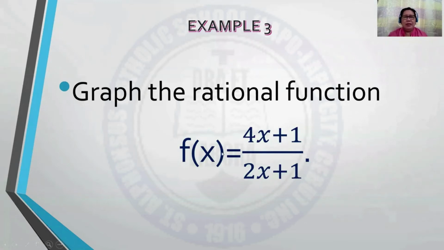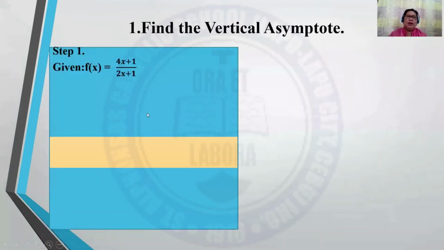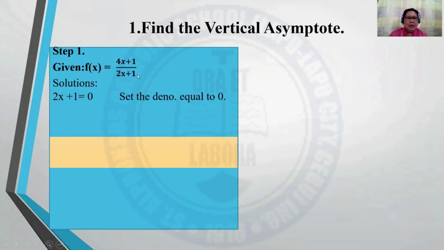Graph the rational function f of x is equal to 4x plus 1 over 2x plus 1. So this is the graph of f of x is equal to 4x plus 1 over 2x plus 1. So first, find the vertical asymptote. Using the given, focus on the denominator and equate it to 0.